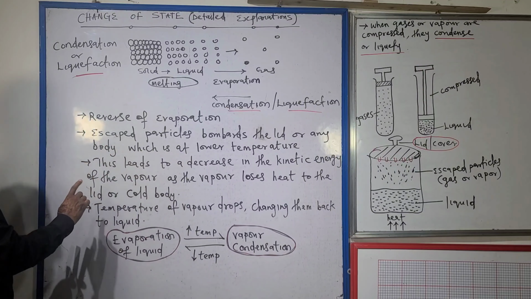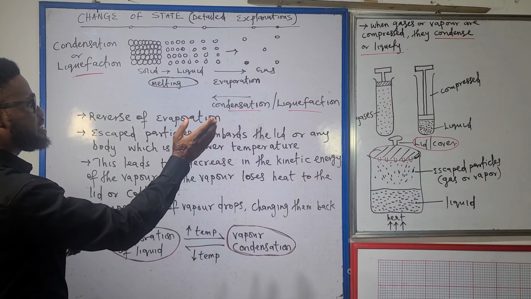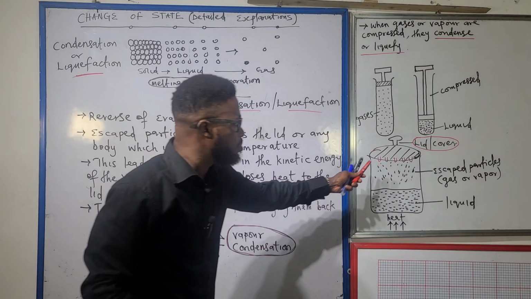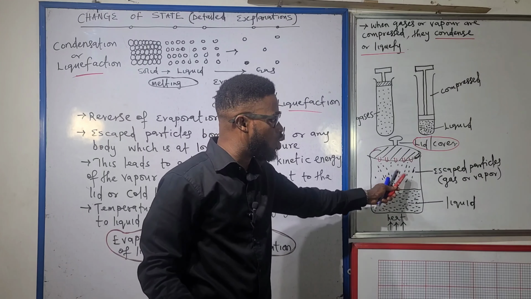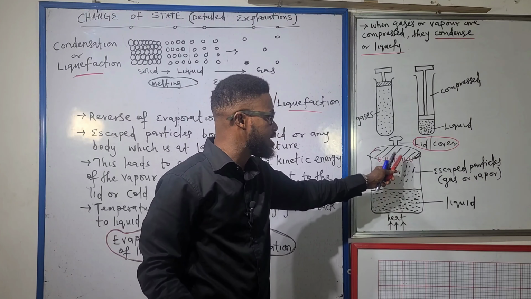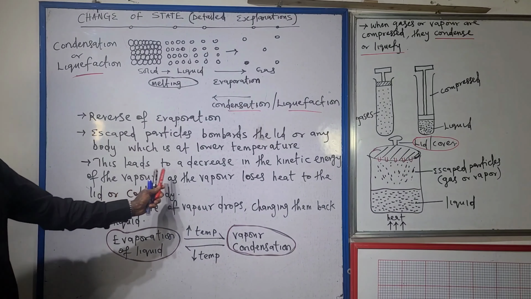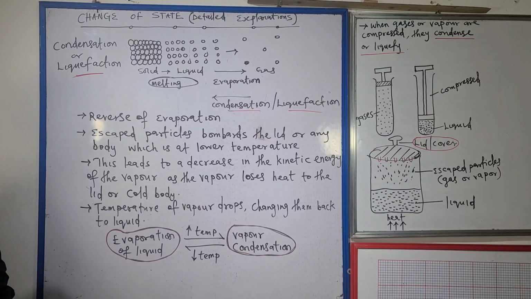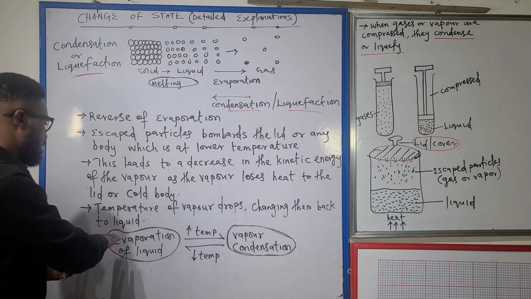Look at that again. The escaped particles are not able to escape. They therefore bombard the lid or the cover, which is at a much lower temperature, thereby bringing down the temperature of the gas or vapor, and as such, they change back to liquid. You see, this leads to a decrease in the kinetic energy of the vapor as the vapor loses heat to the lid or cold body. The temperature of the vapor drops, changing them back to liquid.